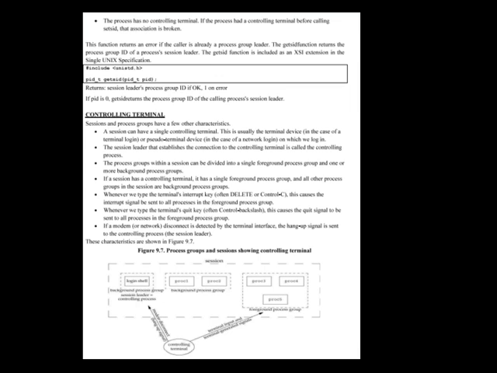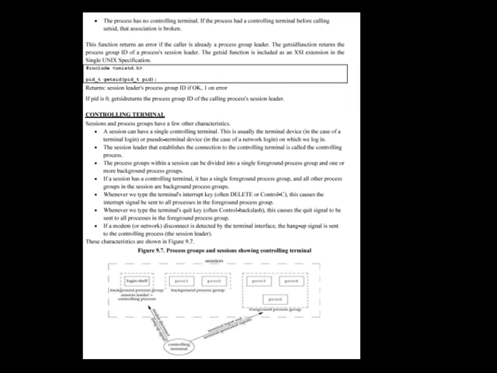The session leader that establishes the connection to the controlling terminal is called the controlling process. The process groups within a session can be divided into a single foreground process group and one or more background process groups. If a session has a controlling terminal, it has a single foreground process group and all other process groups in the session are background process groups.